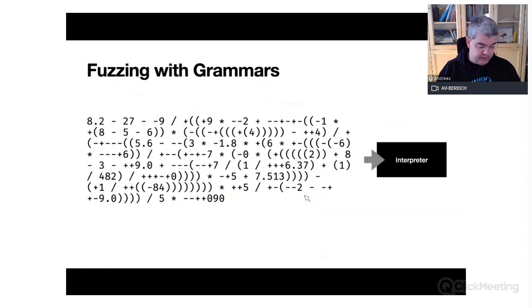Assuming it takes arithmetic expressions, you're going to get millions of valid inputs this way, which very quickly cover all the behavior. And all of these inputs are valid. That is, you get to see actual functionality, and you can test the program way beyond input processing.